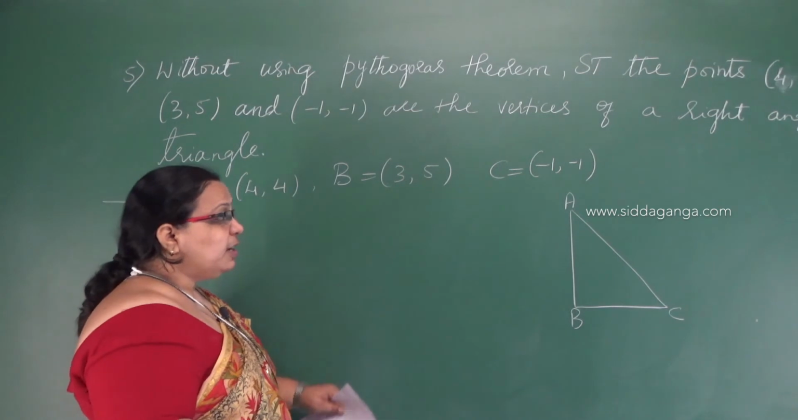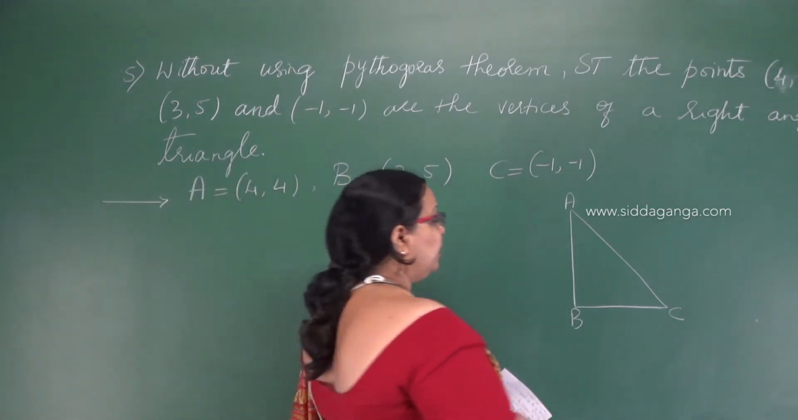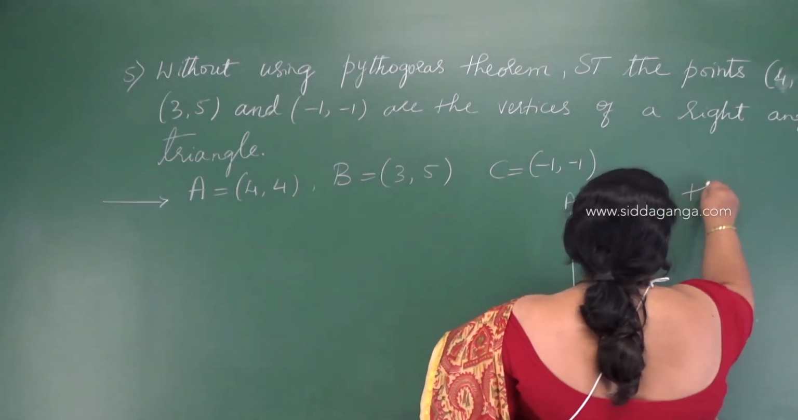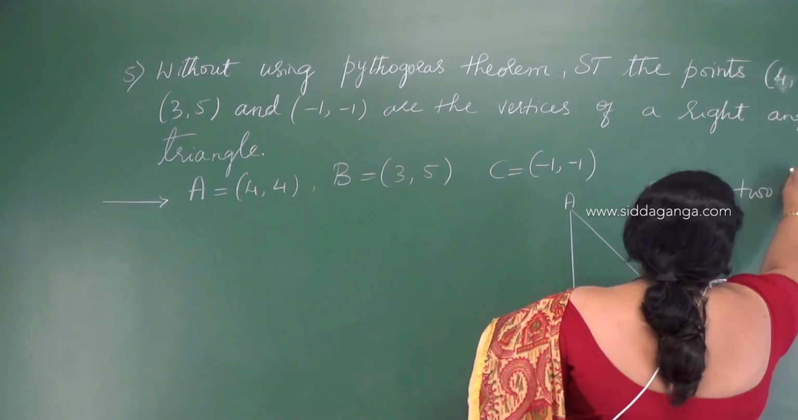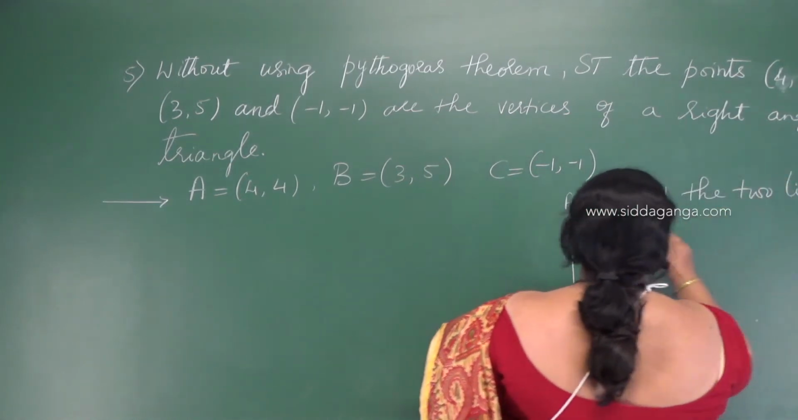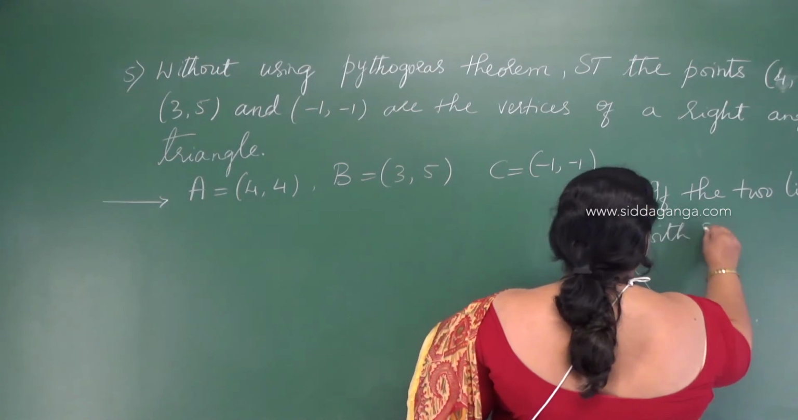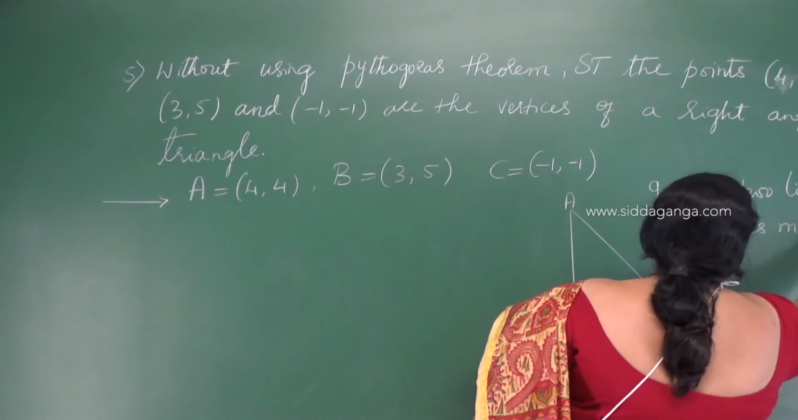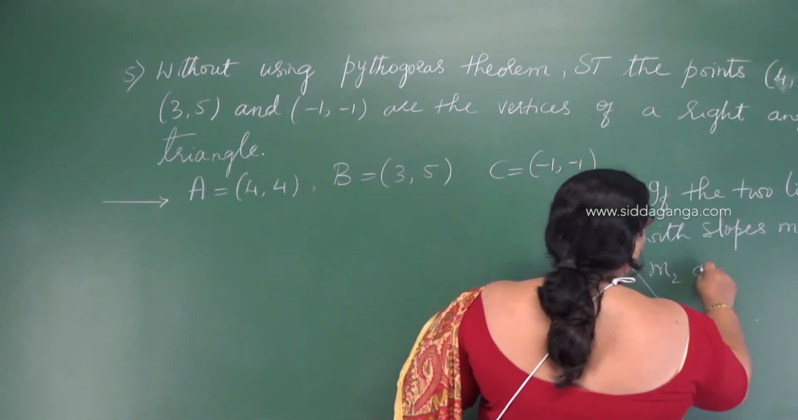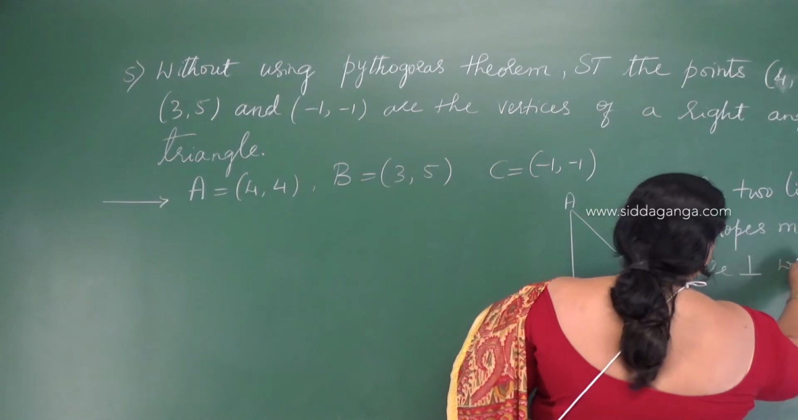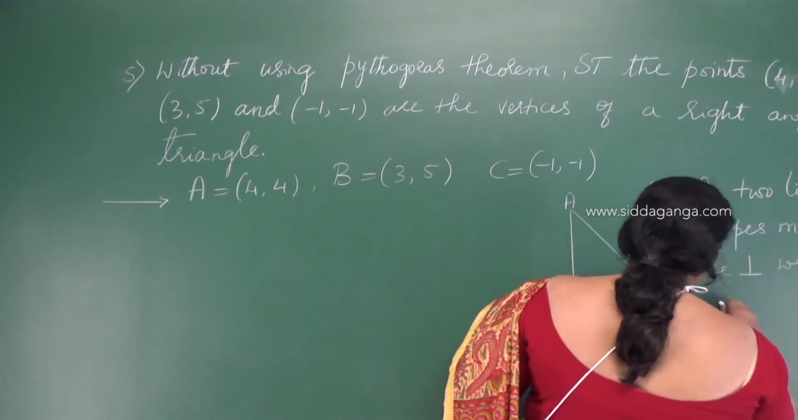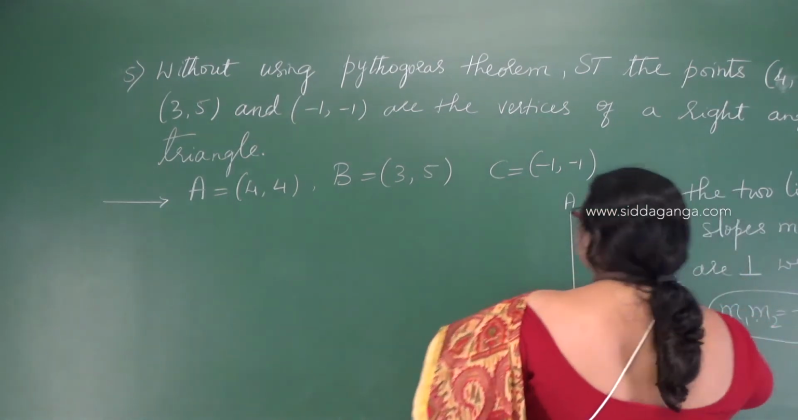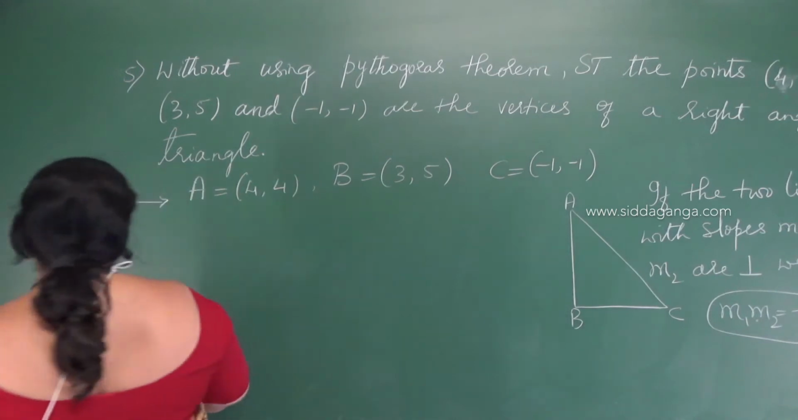Since we have perpendicular, that means here, if the two lines with slopes M1 and M2 are perpendicular, we have M1 into M2 equal to -1. So this result we have to verify.